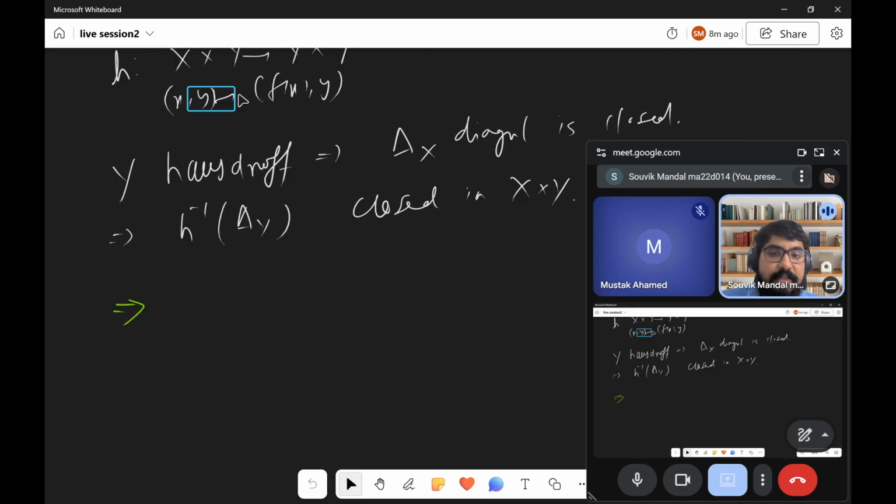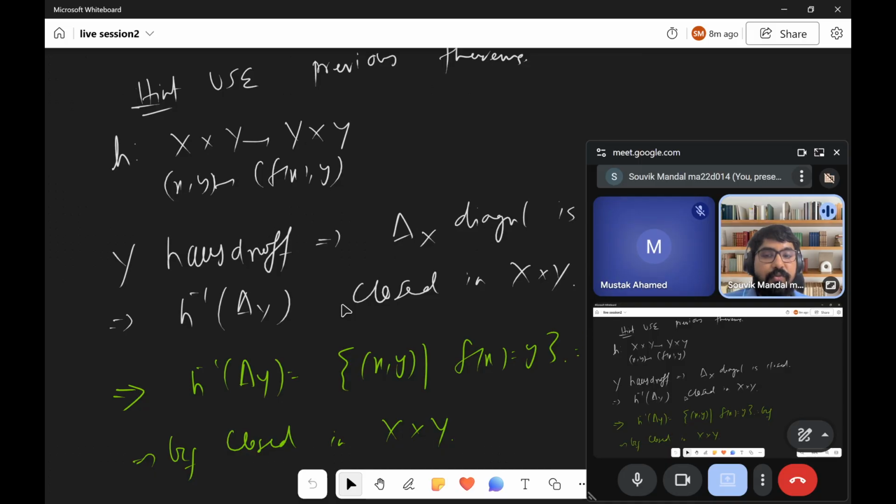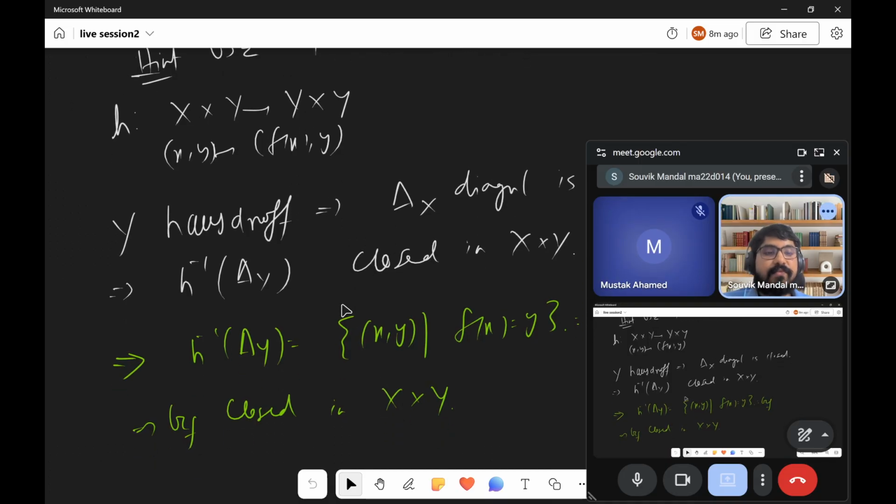That implies, now, H inverse of the diagonal of Y contains what? It contains all those points x, y such that f of x equals y, correct? And this is my graph of f, right? So this implies what? The graph of f is closed in X cross Y, correct? So this is one direction. In this one direction, we have shown that if f is continuous and Y is compact Hausdorff, the graph is closed.